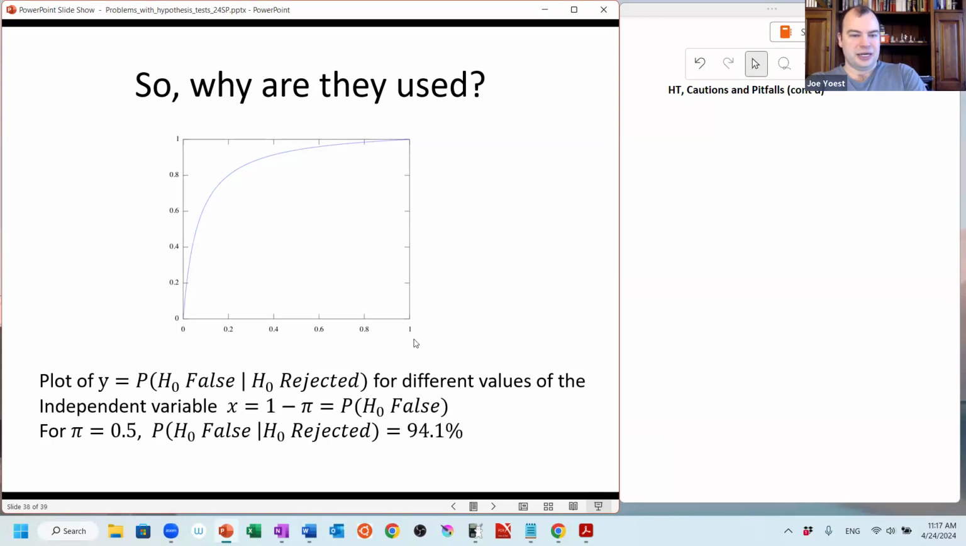Now, what is our x-axis? This is the prior probability that H naught is false. Let's look at 0.5 on the x-axis. If the Bayesian looks at the problem and says, I think it's a 50-50 shot, I think it's a coin flip whether H naught is true or false, I don't have a strong opinion either way based on the prior evidence.